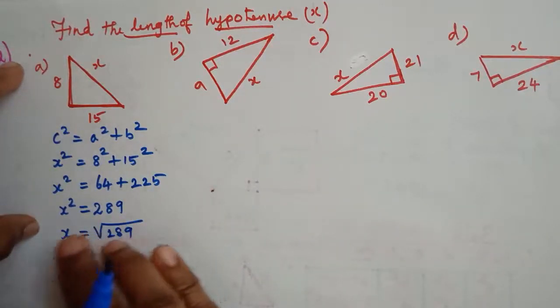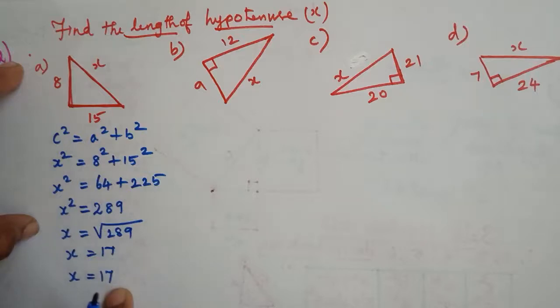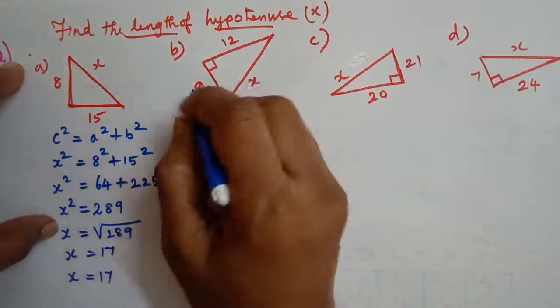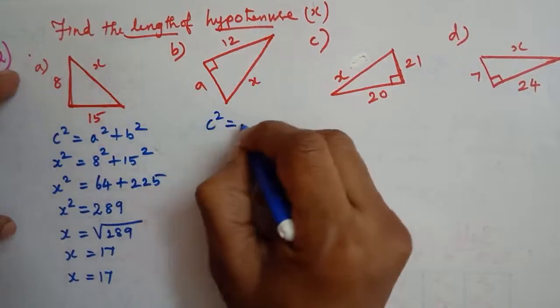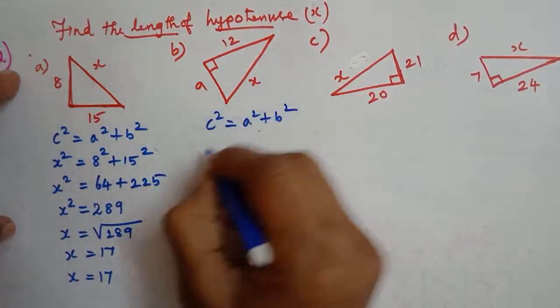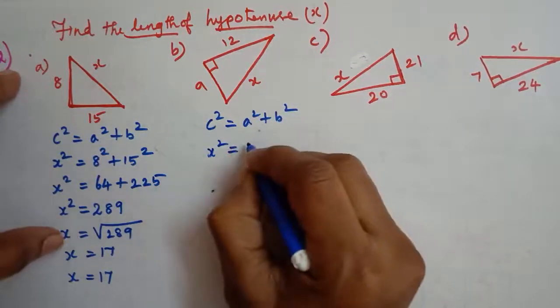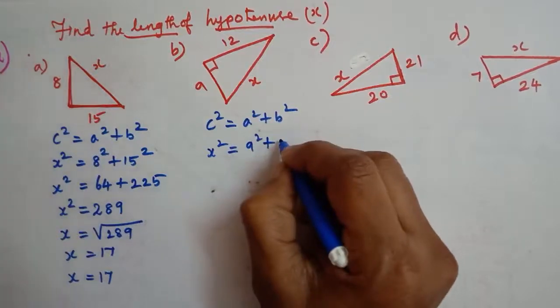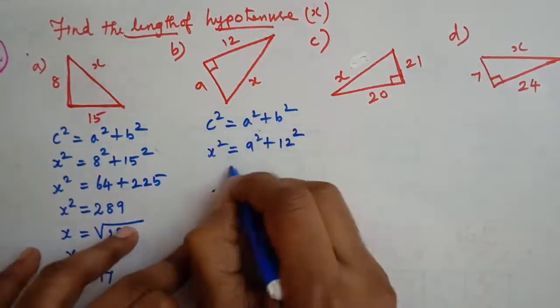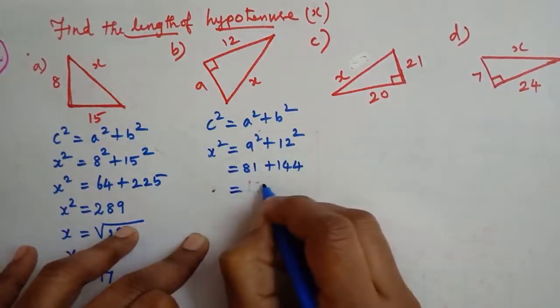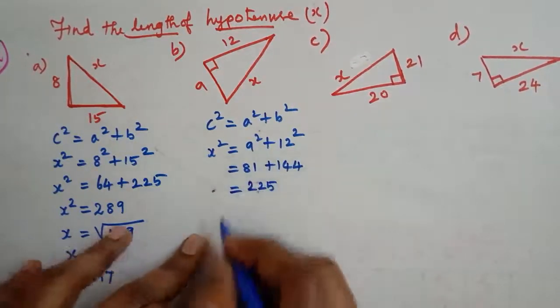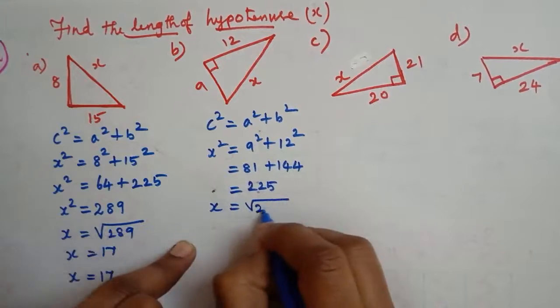How do we find 17? You should know the steps. Is it clear? That's why I have written like this. Here we have to find x. So c squared is equal to a squared plus b squared, therefore x squared is equal to 9 squared plus 12 squared. So here 81 plus 144 is equal to 225. So x is equal to root 225.